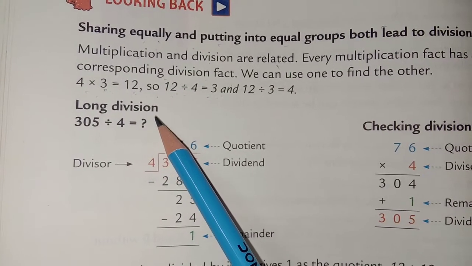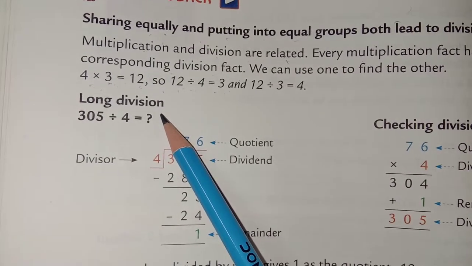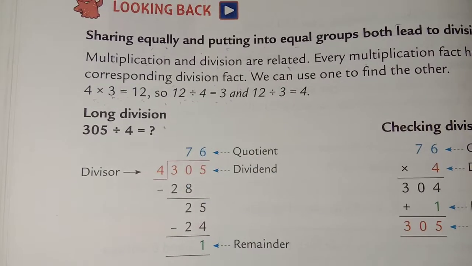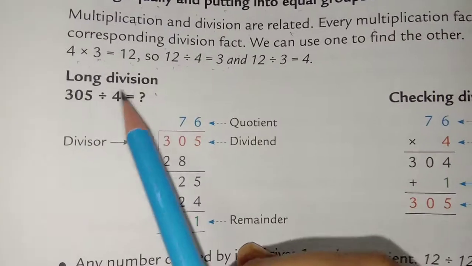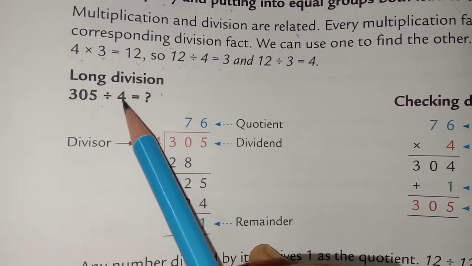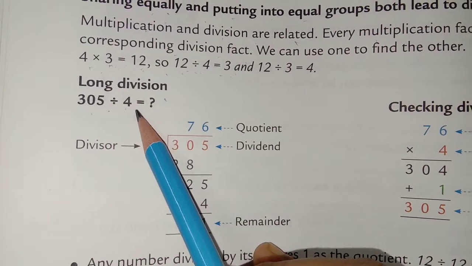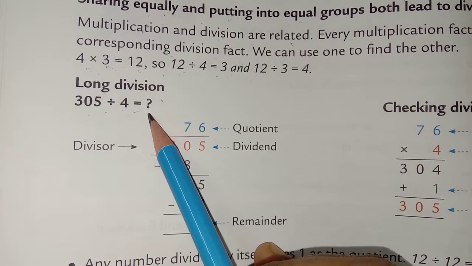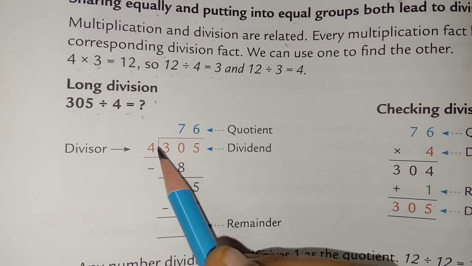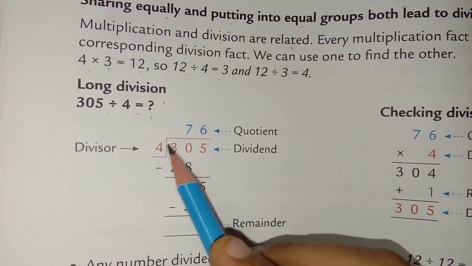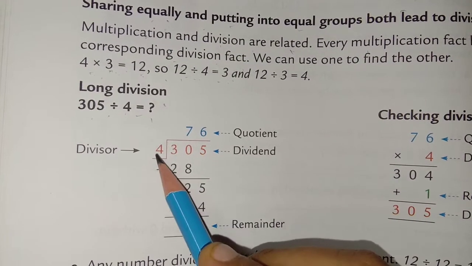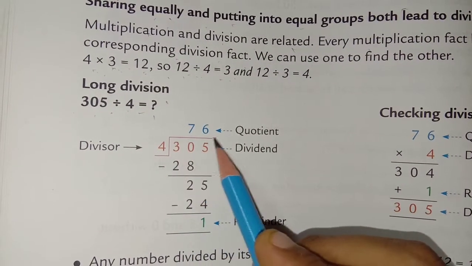Okay. Now, here one example is given of the long division. So 305 divided by 4. What will be the answer? We will find it now. Here they have given the numbers in colors.